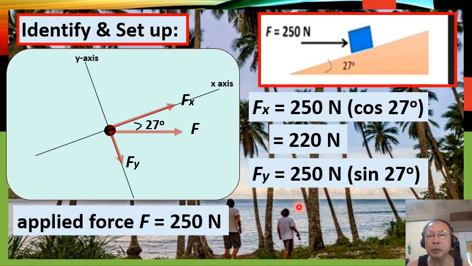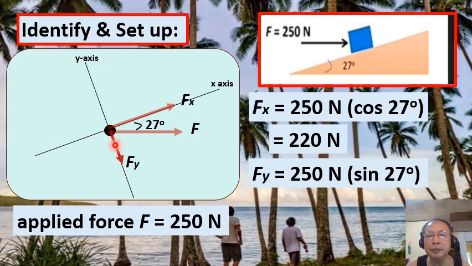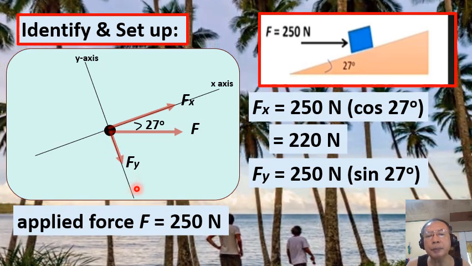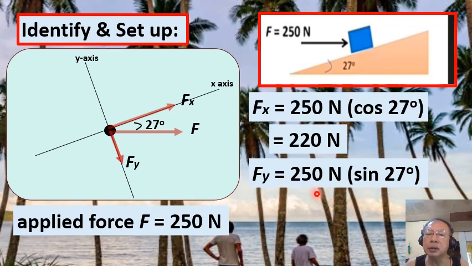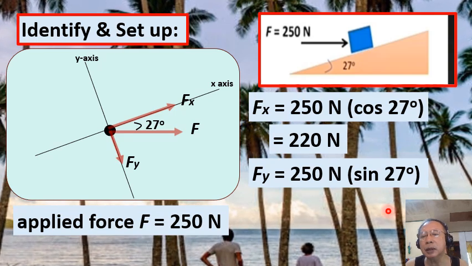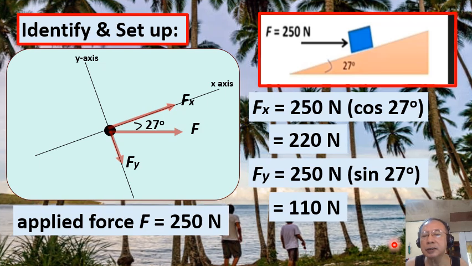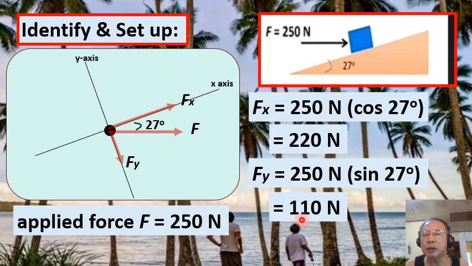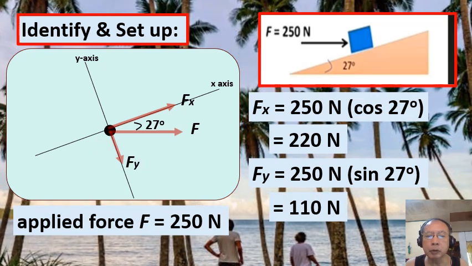Its y component, denoted here by F sub y, is represented by this red arrow pointing into the negative y-axis. It's just equal to the force F, 250 newtons, multiplied by the sine of the angle 27 degrees, which is equal to 110 newtons. Again, the direction of Fy is into the negative y-axis.